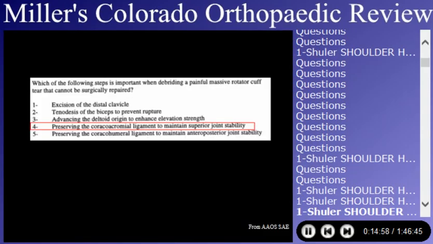Test question. Which of the following steps is important when debriding a painful massive rotator cuff tear that cannot be surgically repaired? Well, you want to do something to prevent proximal humeral migration. So you preserve the coracoacromial ligament to maintain the superior joint stability.